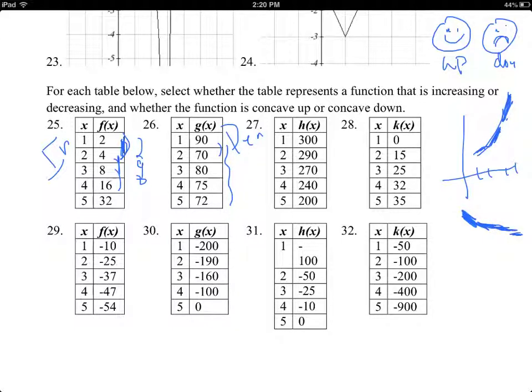So think about a happy face or smiley face. That's actually a happy face, or half a happy face. So this is decreasing, but it's concave up.